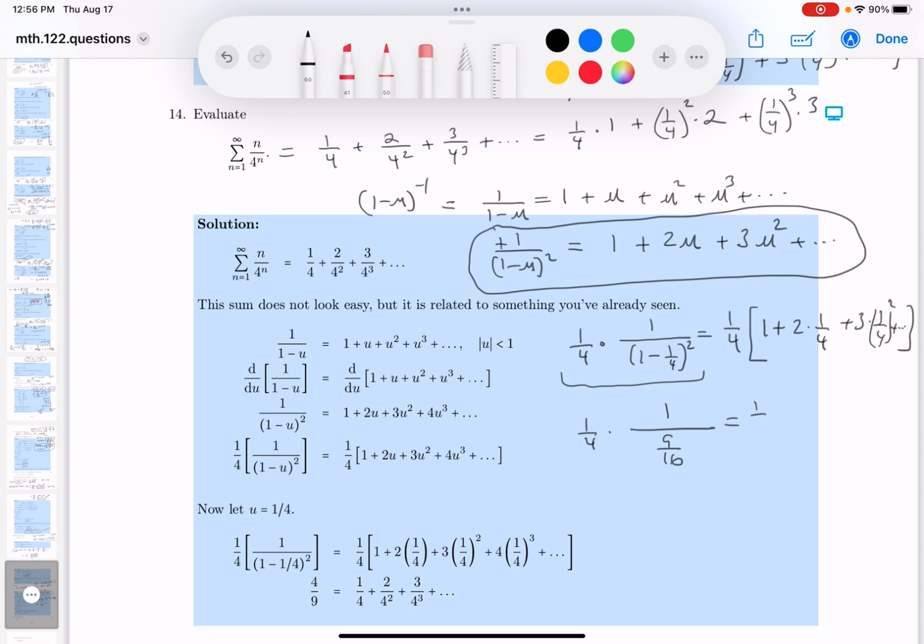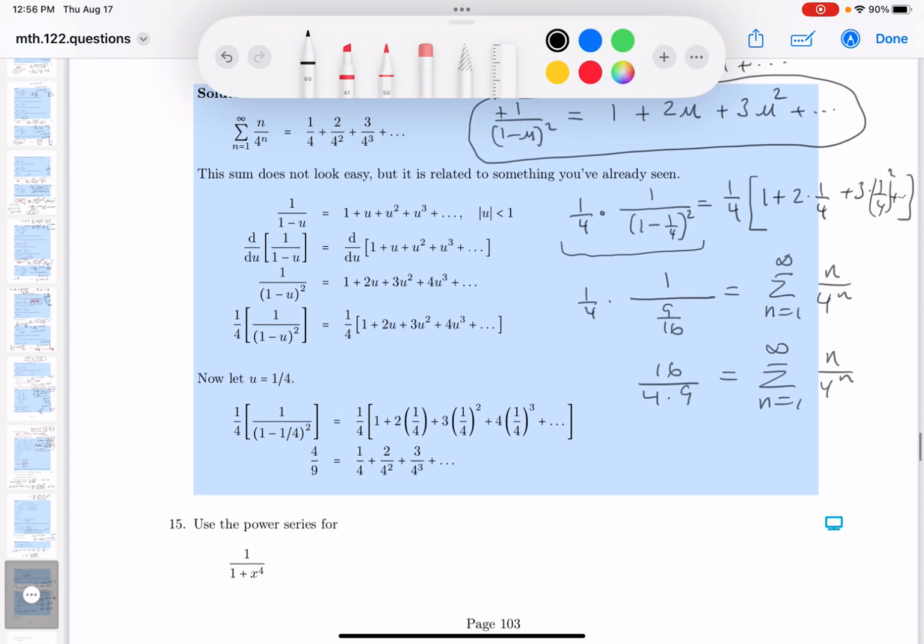I'm sorry, let me write the sum down. Much more compact. It's the sum, n equals 1 to infinity of n over 4 to the n. That's what it equals. Let's see if we can do that though. It's going to be 16 over 4 times 9. And again, that's still the sum, n equals 1 to infinity, n over 4 to the n. And what does that give you? Looks like 4/9.